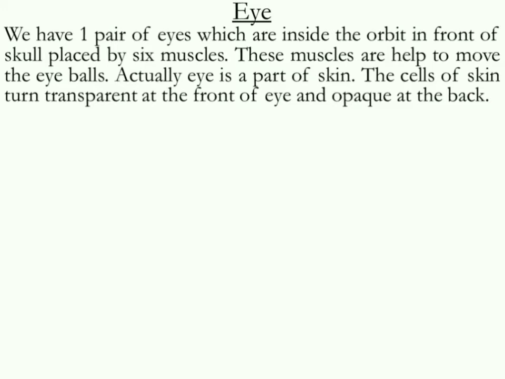Actually, the eye is a part of skin. The cells of skin turn transparent at the front of the eye and opaque at the back. That's why our eye is transparent on the front side.